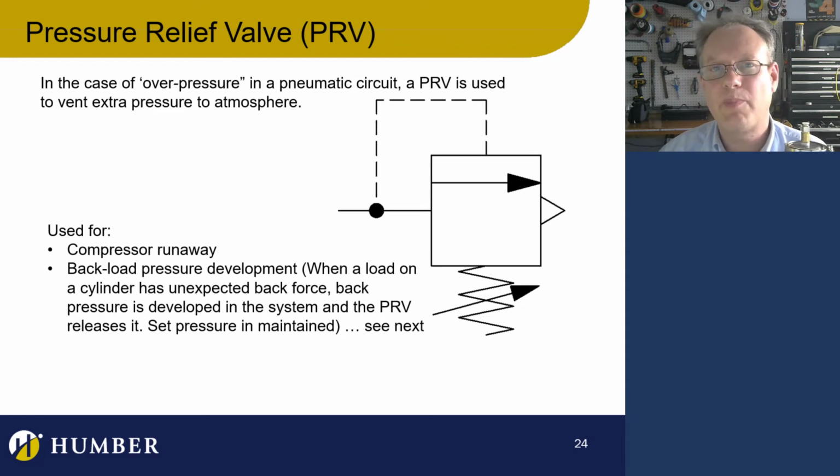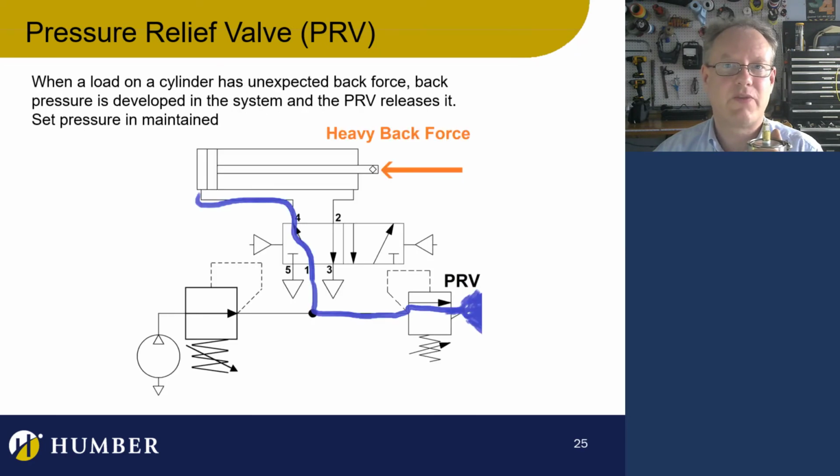If I have an overpressure, what I'm going to do is put in a pressure relief valve, and in this case I've got one that's adjustable because it's got my arrow. You can also get them fixed as well. So I'm going to adjust this to whatever pressure I need it to be to allow a release. Now, one application for this is this.